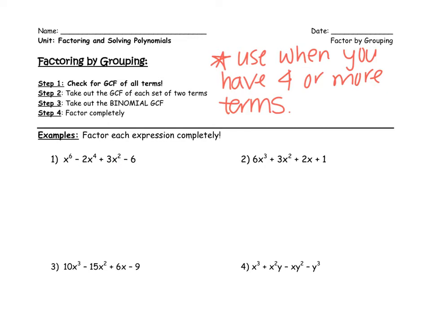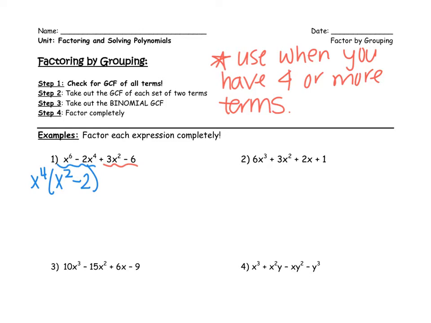So now what we're going to do is separate this into groups of 2. So these first 2 and then these second 2. I want you to pretend like all we're doing is focusing on these first 2. I'd like to take out the GCF between x to the 6th and 2x to the 4th. You should be telling me I should have a GCF of x to the 4th. After I do that, I should be left with x squared minus 2.